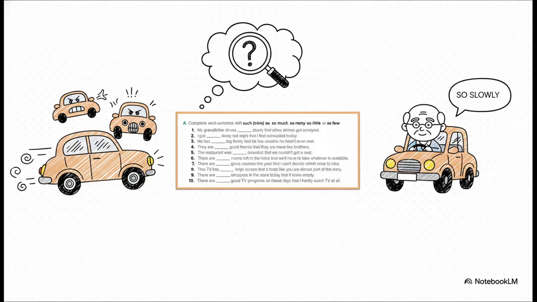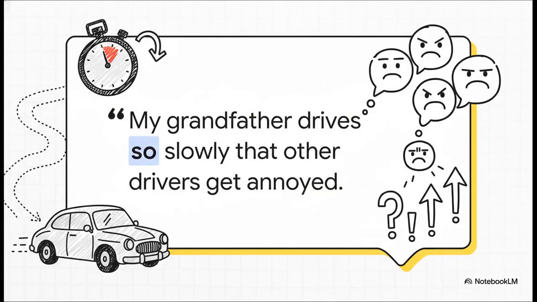Now for the final challenge. Let's do the first one together. I'll read it out loud for you. My grandfather drives blank slowly that other drivers get annoyed. What do you think? Should it be so, such, so much? What fits? The answer is so. And why? Because slowly is an adverb that describes how he drives. Remember our formula. So plus adverb plus that. It's a perfect fit. Now, I really encourage you to pause right here and try to solve the rest on your own. See how you do.